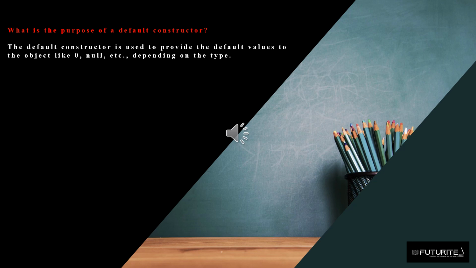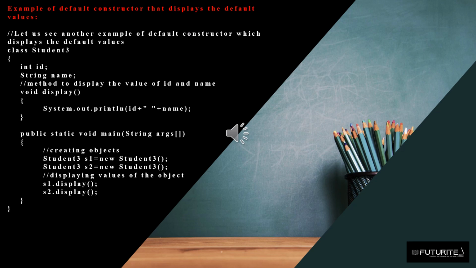Now see, the default constructor provides only the default value. So what basically are the default values? 0 and null. This is the default value, and it is dependent on the data type. If the data type is integer, it returns 0. If the data type is string, it gives the default value as null. So now we will check another example of default constructor that displays the default value.